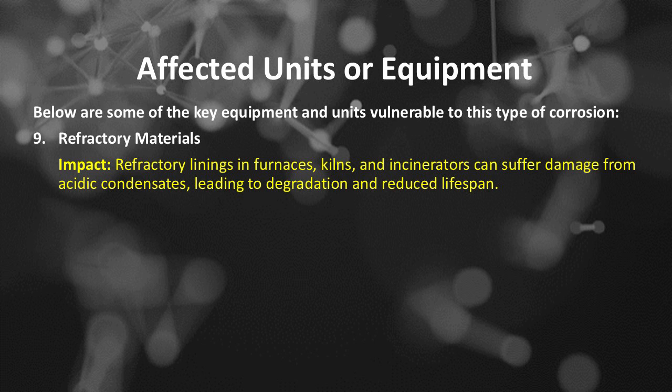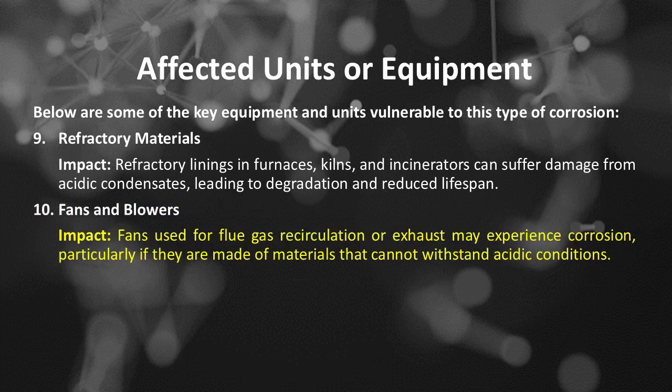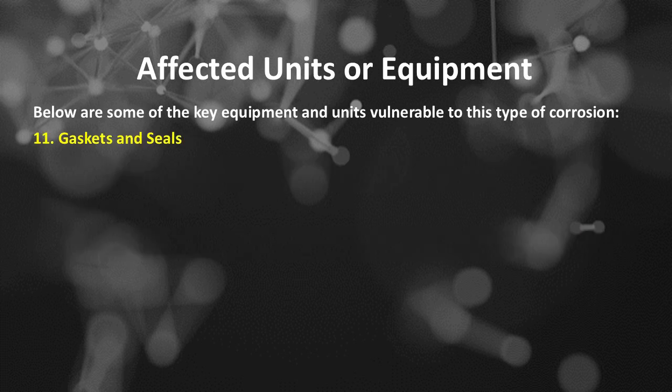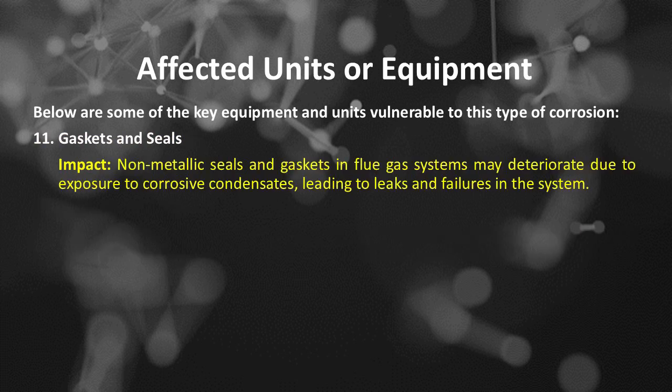reduced lifespan. Number 10 is fans and blowers. Fans and blowers impact: fans used for flue gas recirculation or exhaust may experience corrosion, particularly if they are made of materials that cannot withstand acidic conditions. Number 11 is gaskets and seals. Gaskets and seals impact: non-metallic seals and gaskets in flue gas systems may deteriorate due to exposure to corrosive condensates, leading to leaks and failures in the system.